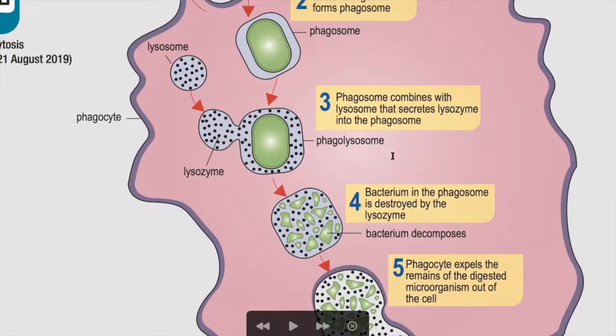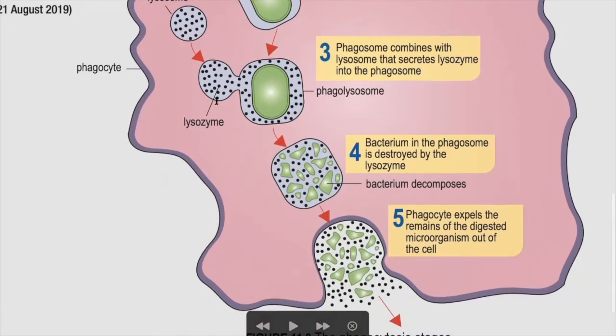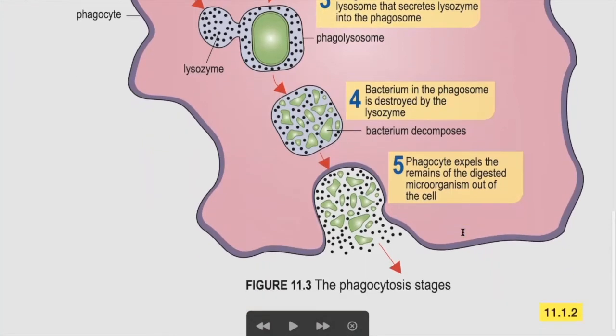Banyak pula som-som ni kan. Okay. Lepas tu apa jadi? Sekarang ni we know that lysozyme can enter the phagosome that contain bacteria. So apa yang akan dibuat? So bacteria in the phagosome is destroyed by lysozyme. So dia bacteria macam ni kan, tiba-tiba dia matilah sebab apa? Dibunuh oleh lysozyme. So phagocyte ni dia akan expel the remaining of digested microorganism out of the cell. Dia akan buang. Okay, so bakteria tu matilah.